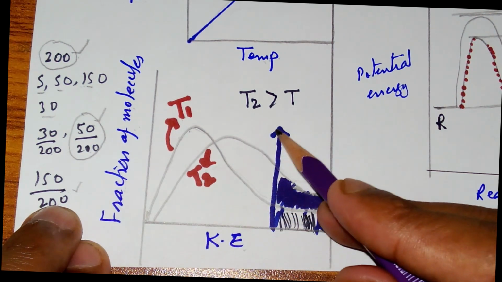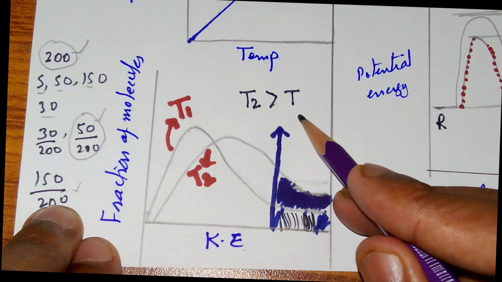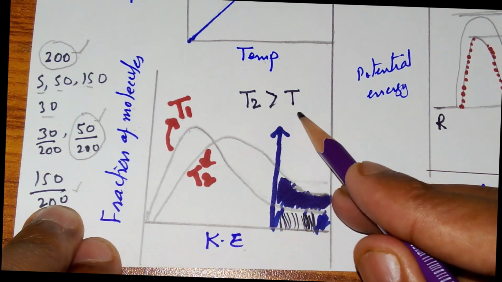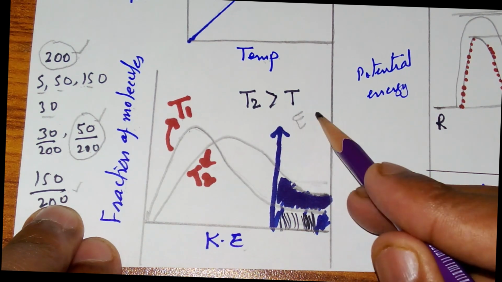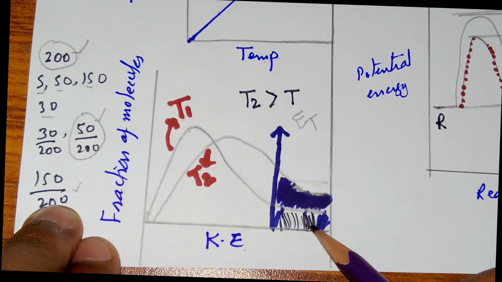So this is what we call the threshold energy, ET. Here, the fraction of the molecules with this energy is very small.